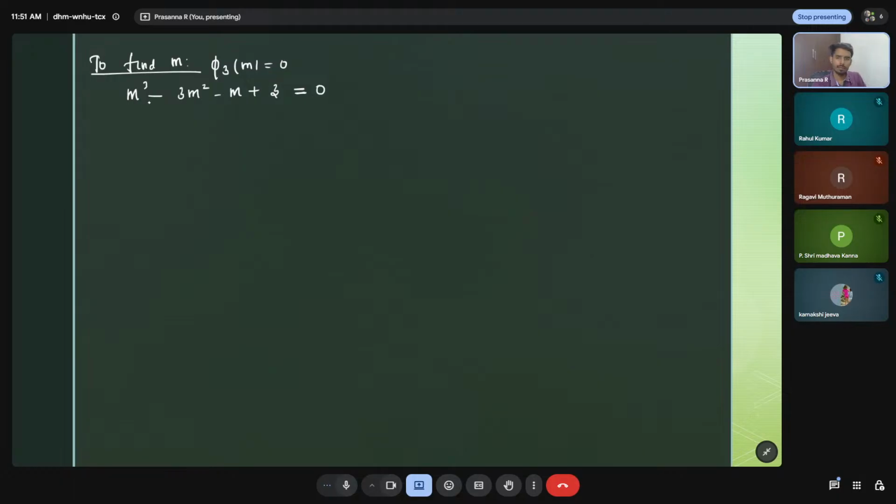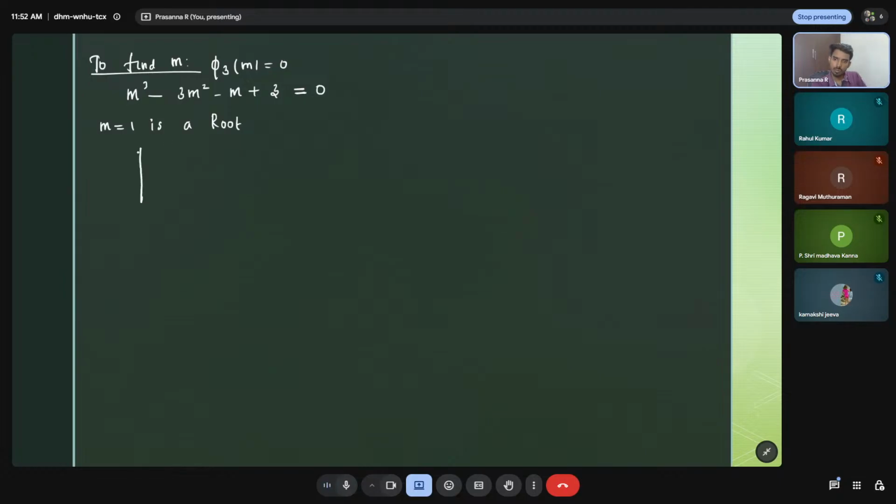1 is the root, right? You know how to solve cubic equations. You can see m is equal to 1 is a root, because if you put m is equal to 1, 1 minus 3 is minus 2, plus 2 is 0.